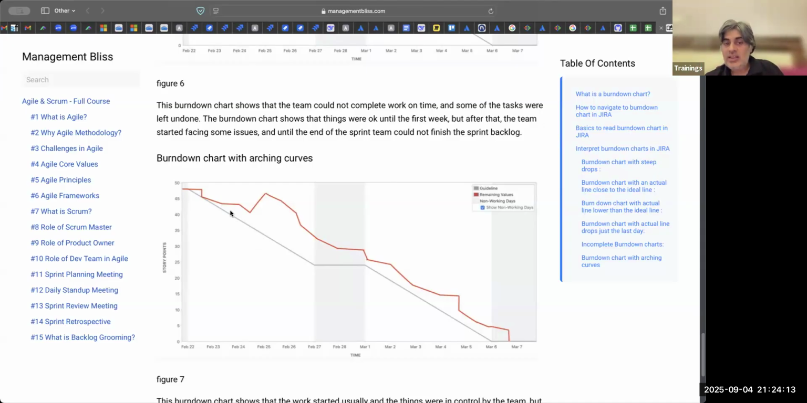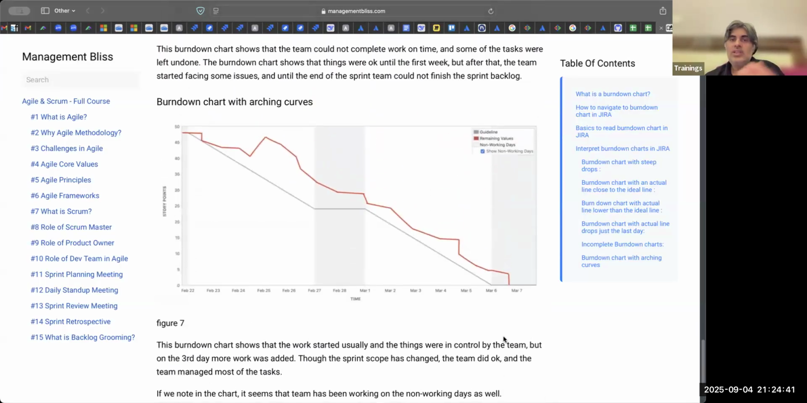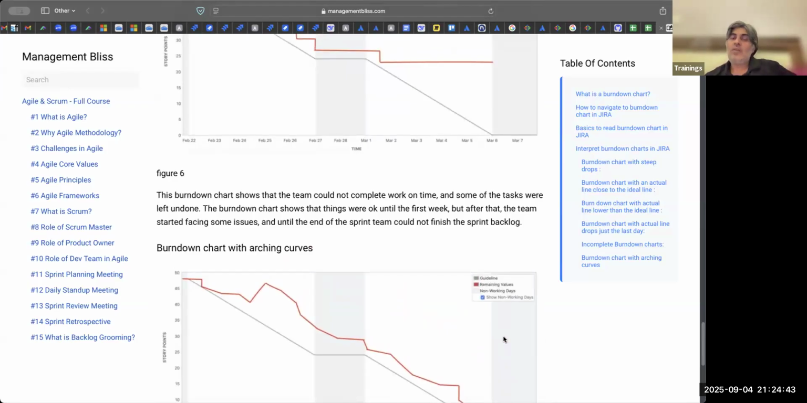In this case, the team was slower than the ideal rate, but that is fine. They still have downward sloping curves. If you look at this, the team had a problem on day 3, something was added, but they still managed to complete their work on the last day. They were slower than the ideal rate, but still they were able to manage all their tasks and complete their things. So these are different interpretations of this chart.